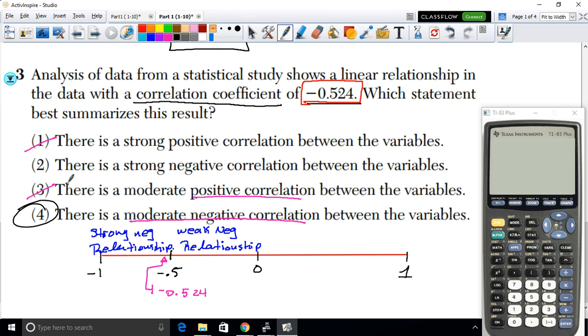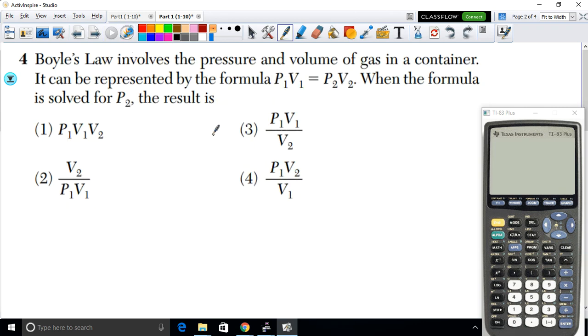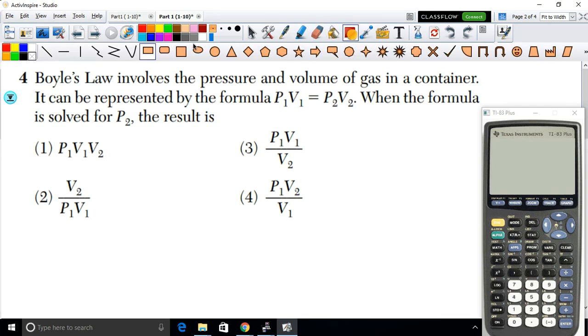All right, so now moving on. Let's look at example 4 here. It says Boyle's law involves the pressure and volume of gas in a container. It can be represented by the formula. When the formula is solved for P2, the result is. All right. So let's see what they're giving us here. They're giving us too much information, but honestly, all we need to concentrate on is just the formula that has been given to us. So we have a formula.